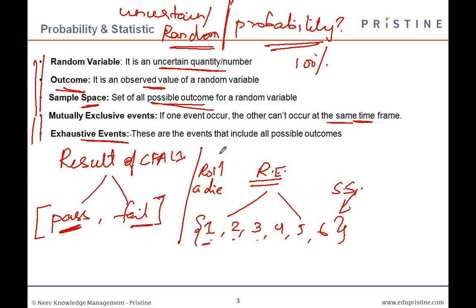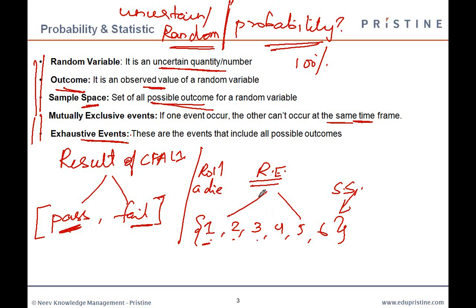Continuing with our example, the result of a CFA level 1 exam is either pass or fail. Apart from them, I can't expect any other outcome. It's not that I have 50% pass, 50% fail, or that I am on a waiting list. None of these results come out. So I can say that pass and fail are mutually exclusive because if one event happens, the others are guaranteed not to happen. And they're also exhaustive because these are the only two outcomes possible for the result of the CFA level 1 exam.